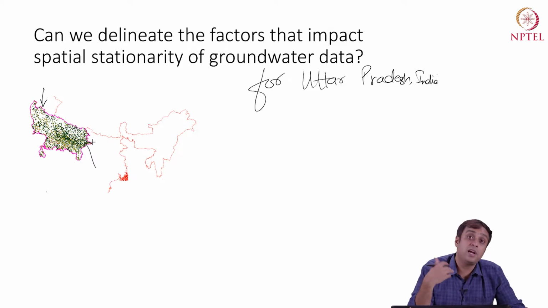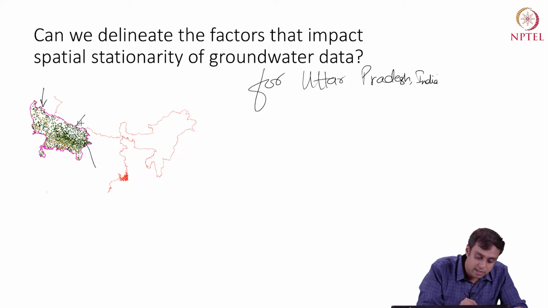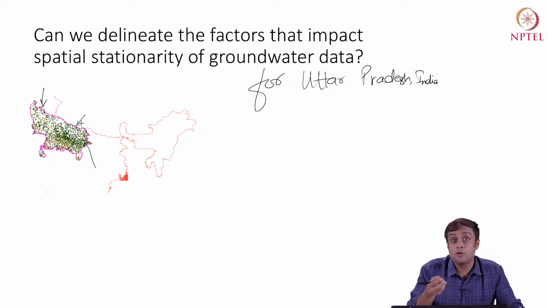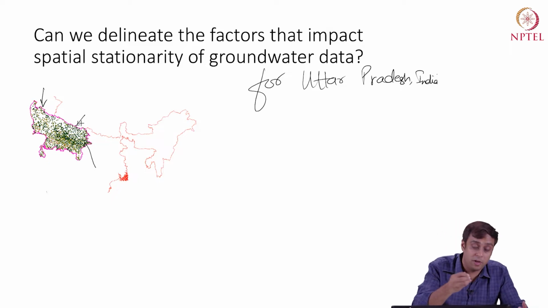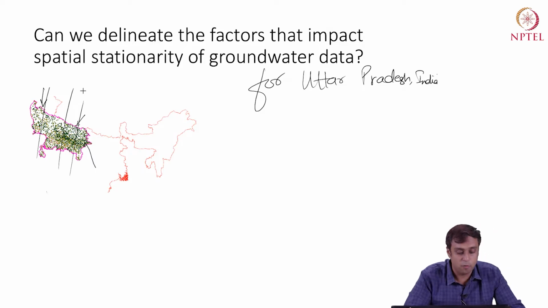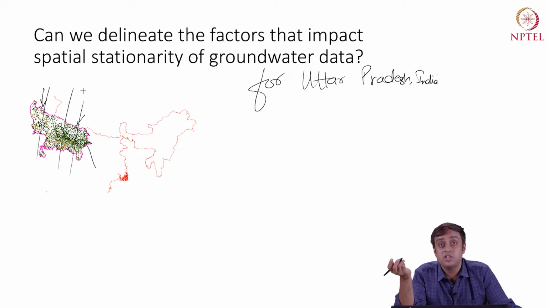Now the question is, where are the stationary domains in these data? Is the entire state a stationary domain in itself? Should I be dividing the state into, let's say, four equal parts and calling each of these domains stationary?